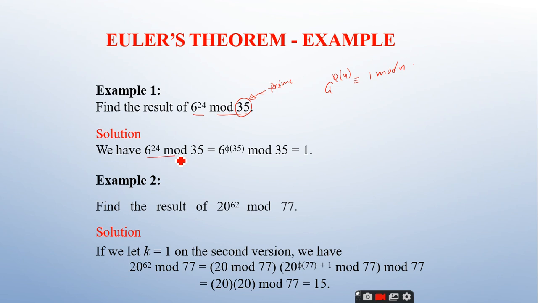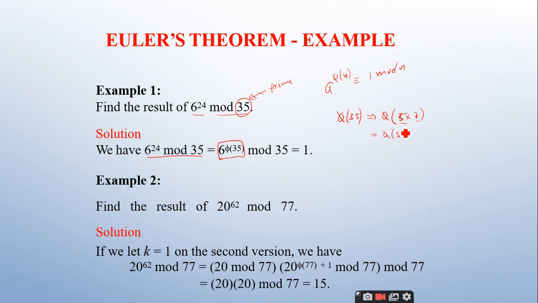So 6 power 24 mod 35 can be written as 6 power phi of 35. So what is phi of 35? Now tell me. We apply the Euler totient function. Is 35 prime or not? No. So can we apply rule 2? No, right? So you have to split this 35 into two factors. What are they? 5 into 7. Am I right or not? Where 5 and 7 are relatively prime to each other.